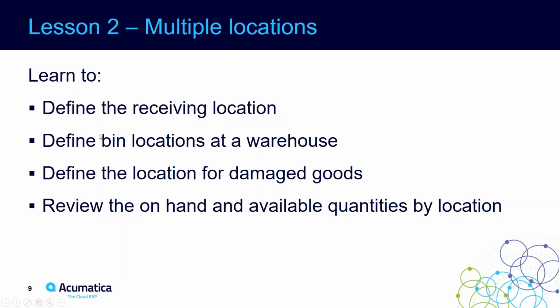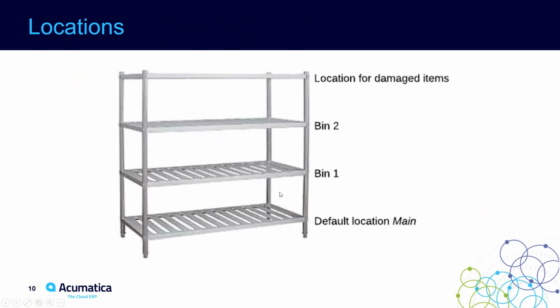my warehouse. We are going to define bin locations at a warehouse. We are going to define the location for damaged goods. And we are going to review the on-hand and available quantities by location. It's important to understand what we are going to set on our warehouse. On this level, we have the default location main, we have bin 1, bin 2, and at the top we are going to set a location for damaged items. This is the idea.